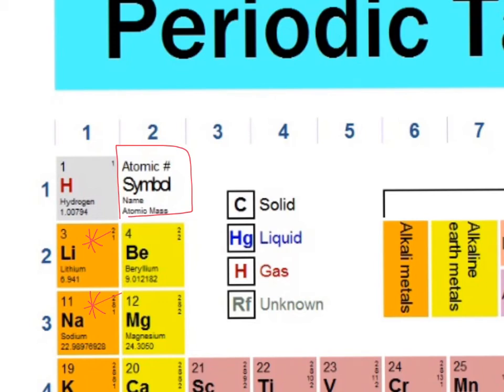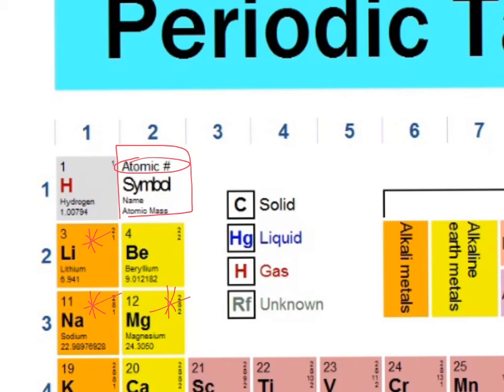So you can find out how many protons you have by looking at the atomic number. That's this number up here. So how many protons does, say, magnesium have? That's right, he has 12 protons. That's very easy, right?